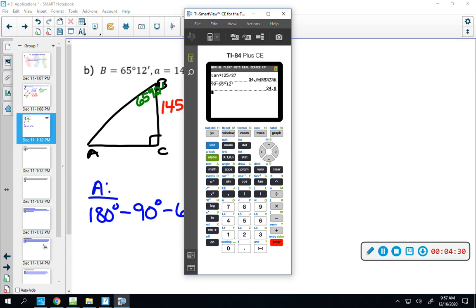So then I'm going to get back into my angle menu and hit number 4, convert to degree minute second. I'm not going to put the 0 seconds. I'm going to put 24 degrees, 48 minutes for it.